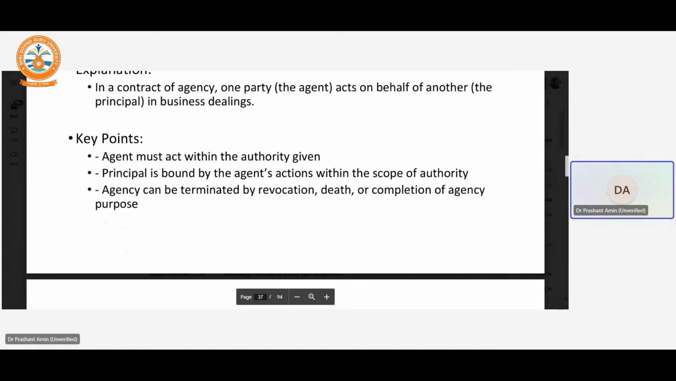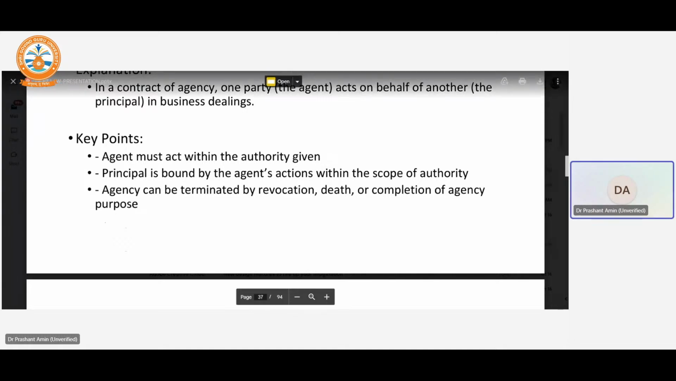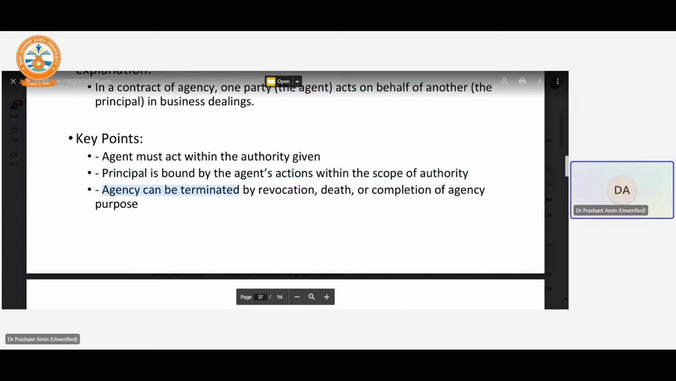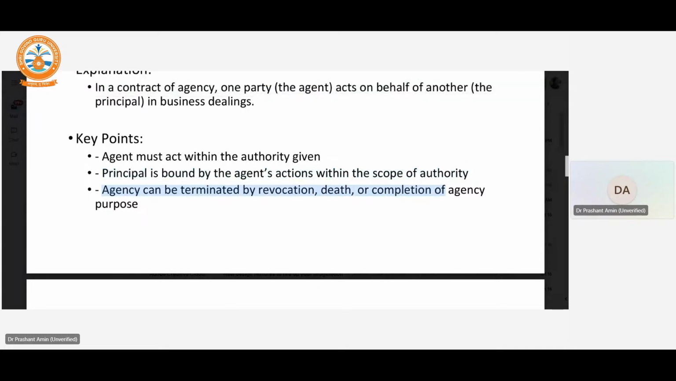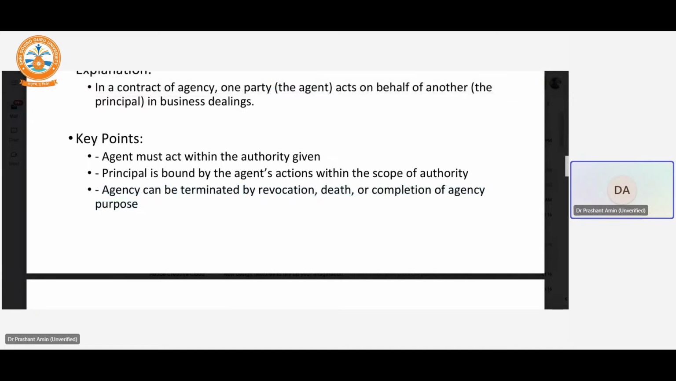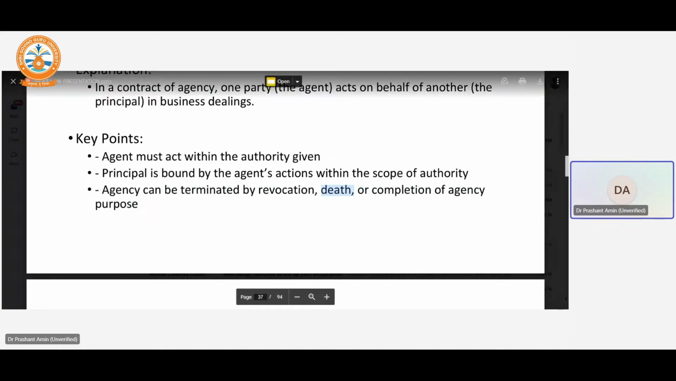The master is sometimes called the principal. In the principal-agent relationship, the principal is bound by the agent's actions within the scope of the authority. An agency can be terminated by revocation, death, or completion of the purpose of the agency. When the agency contract is revoked, the contract is null and void. If either of the parties dies, or the purpose for which the agency was established is completed, then that agency contract is null and void, right?